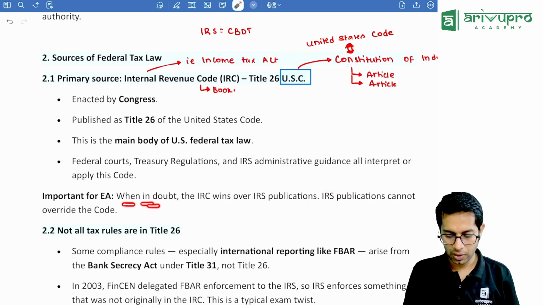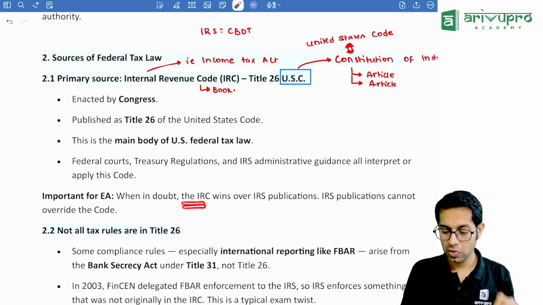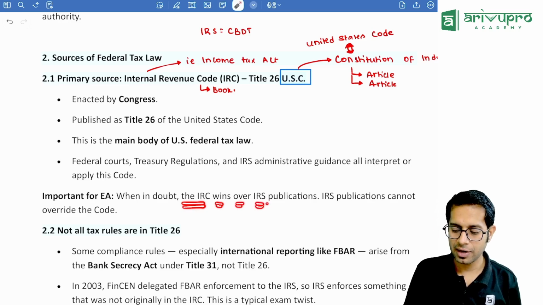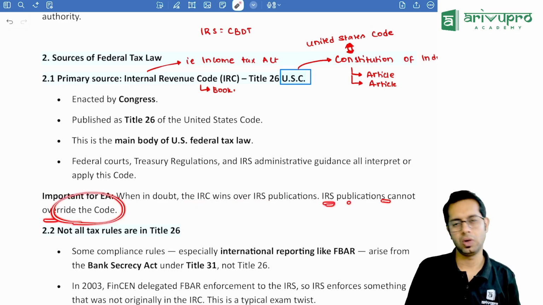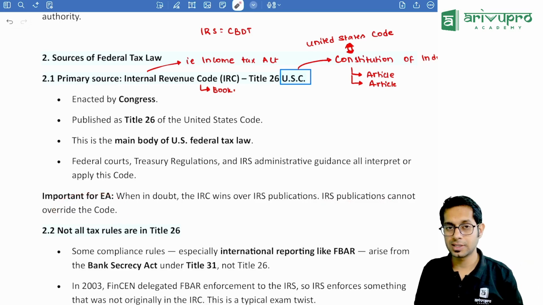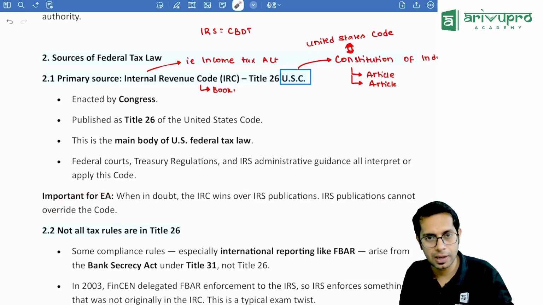Just like that, what are they telling? When you are in doubt, the IRC, the Internal Revenue Code, will win over the Internal Revenue Service publications. IRS publication cannot override the code. So whatever publications are there, that cannot change the law. It cannot override the law. It does not have more power when compared to the law.